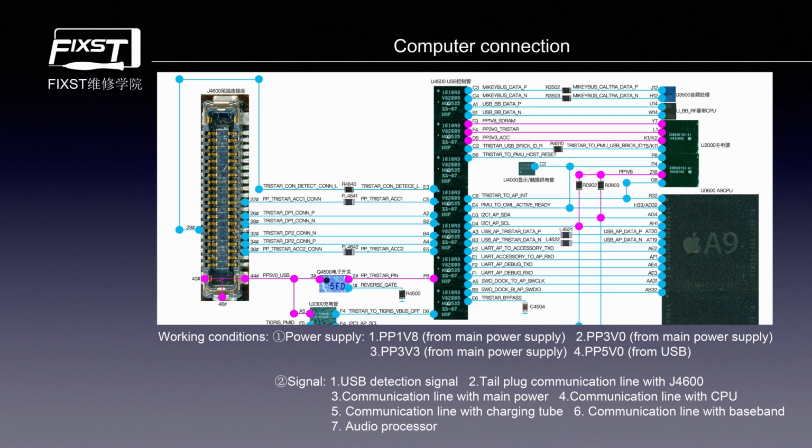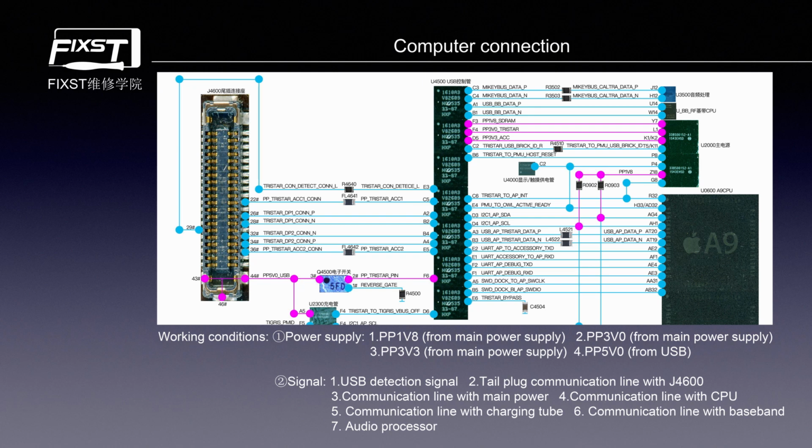And continue down, we see the A3 and B3 lines. These two lines are the USB data lines. Going down, we see the E2, E1, F2, F1, these four lines. All are the CPU UART control bus. And continue down, we see the A5 and B5 lines. Both are the SWD control bus from the CPU to the USB control IC.